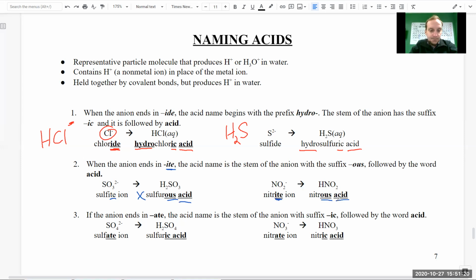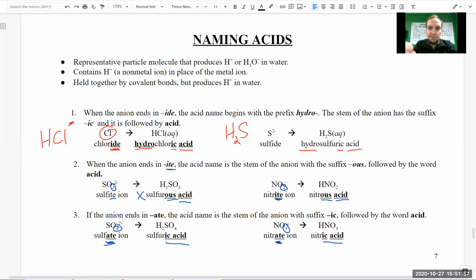Nitrous acid. All right, and then finally, number three, if it ends in "ate," like sulfate, then it becomes sulfuric acid. Nitrate would become nitric acid, okay? Nitric and nitrous are different, and the difference is the number of oxygens. Same thing, sulfate, sulfuric, and sulfurous are different because of the number of oxygens, okay? Again, notice these do not have any oxygens because these are just basic anions. So that's the general rules of how to name the acids.